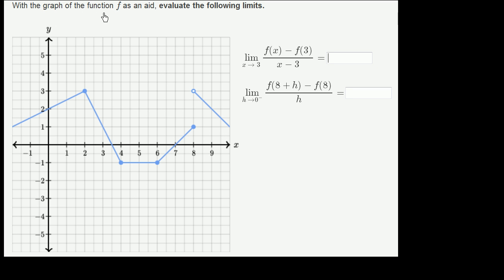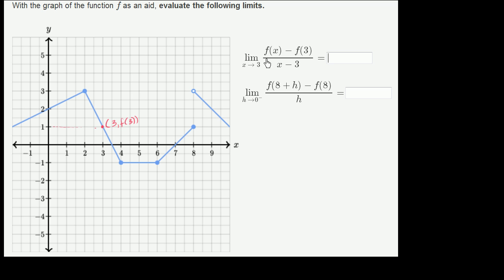With the graph of the function f as an aid, evaluate the following limits. So the first one is the limit as x approaches 3 of f of x minus f of 3 over x minus 3. So let's think about x equals 3, which is right over here. This right over here is f of 3, or we could say f of 3 is 1 right over here.